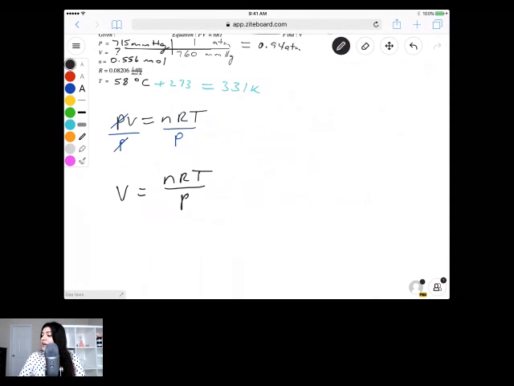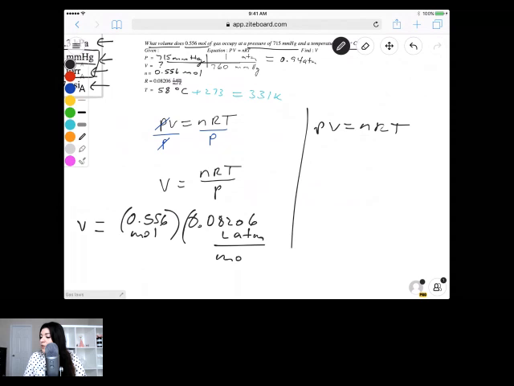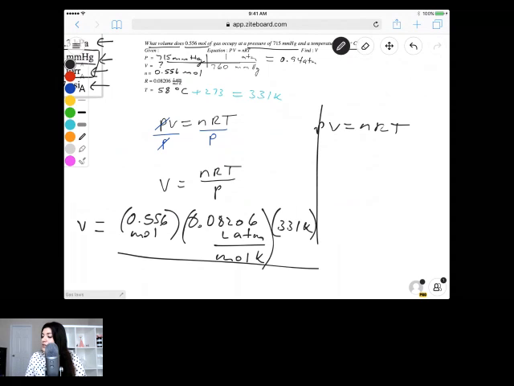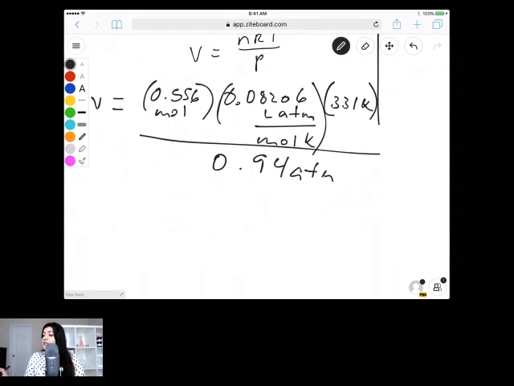For this first one, I'm just going to literally plug in everything that we're given. So our volume is equal to the moles times our gas constant, 0.08206 liters atmospheres divided by moles Kelvin. And then lastly, our temperature, 331 Kelvin, all divided by pressure, 0.94 atmospheres.